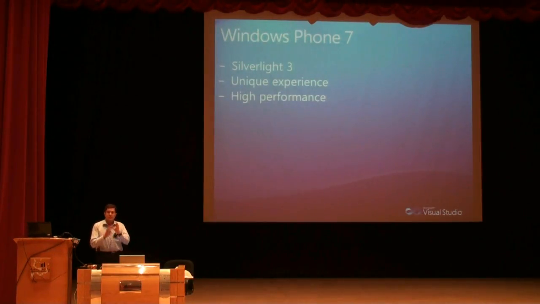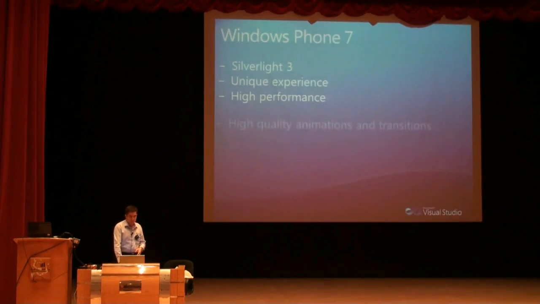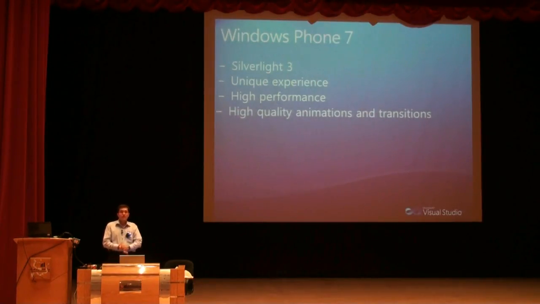High performance, you can build high performance applications. All of your applications will be running as expected on all Windows Phone devices. This is because of the minimum hardware specifications for Windows phones. Every Windows phone must have at least a 1 GHz Snapdragon processor, so you get a lot of power on the device itself. High quality animations, thanks to Silverlight, you can build them very easily. I will show you how in a moment.